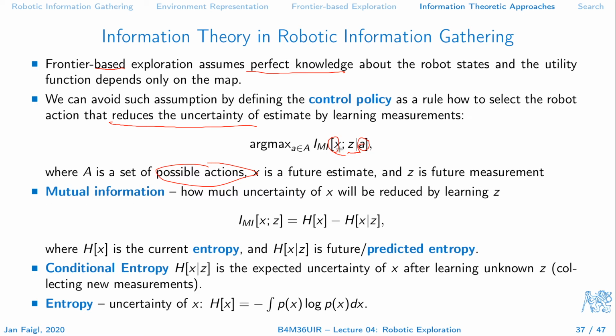And here it is the mutual information, and it expresses how much uncertainty of X will be reduced by learning Z. This is the new measurement. So the mutual information you can compute using the entropy and the conditional or predicted entropy. And the conditional entropy is the expected uncertainty of X after learning Z, so collecting new measurements. For example, the entropy can be computed using the known probability density functions.